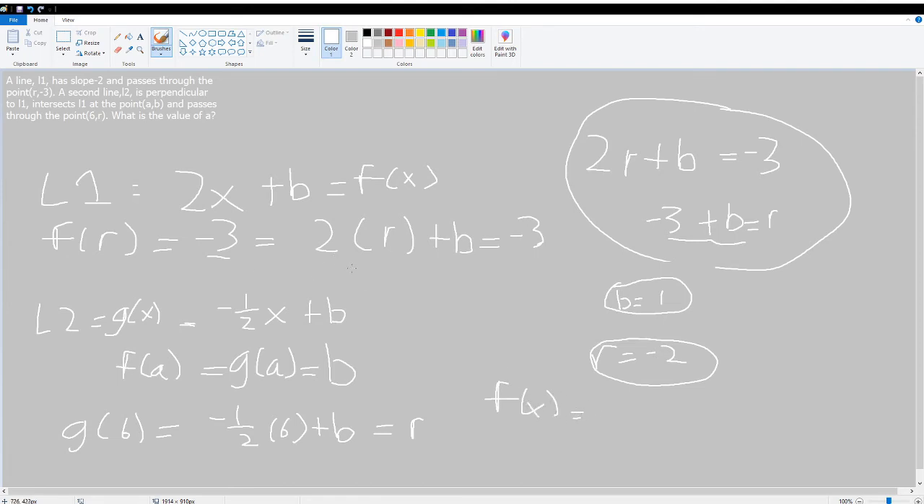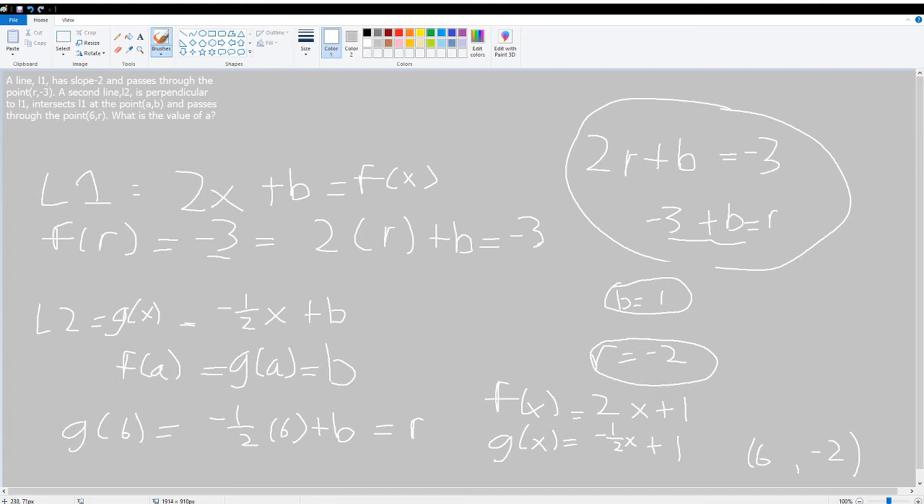Which is equal to 2x plus 1, right? g of x is equal to -1/2 x plus 1. And we know that line 2, g of x, passes through the point (6, -2). Well, let's see if that's true. So 6 times -1/2 is -3. -3 plus 1 is -2, so this is good.